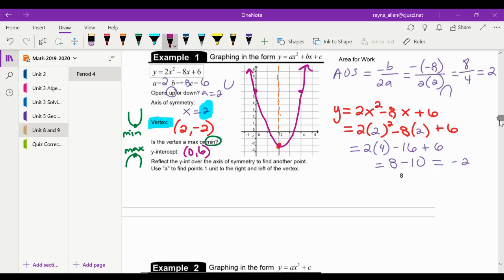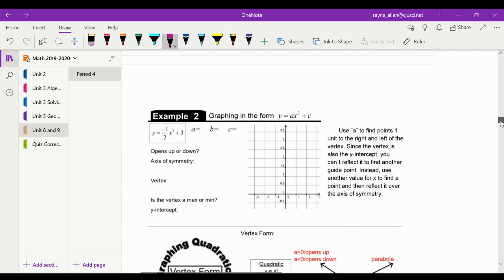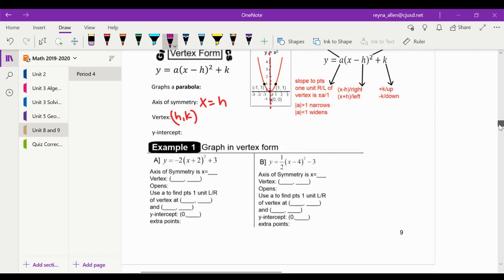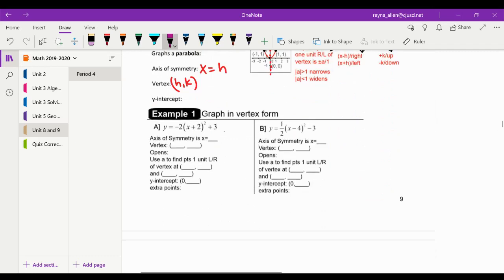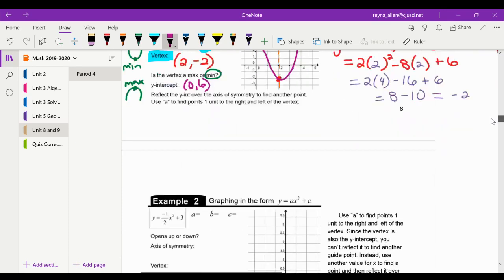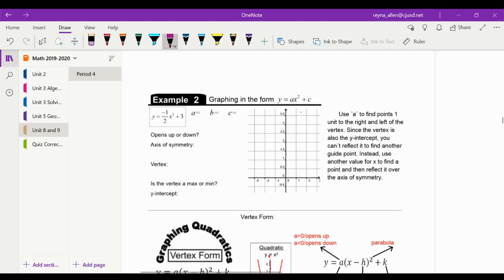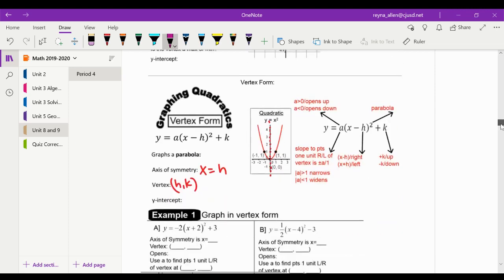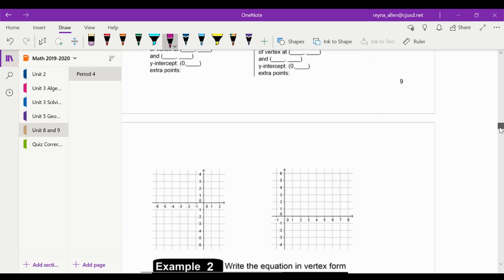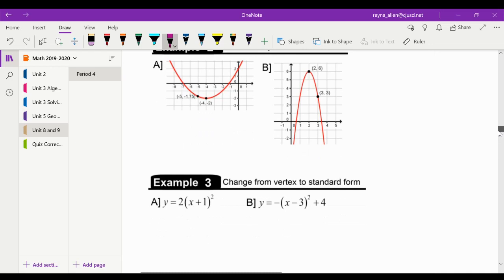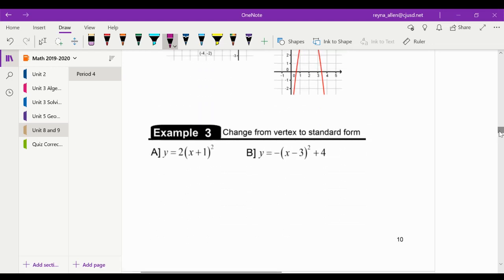If you guys want to practice some problems, there's one example here of vertex form that you can graph. If you notice, there is no b, so that just means b is 0. And then if you want to practice these ones, these are some good tutorial questions or discussion questions that I can answer and help you guys with during office hours.